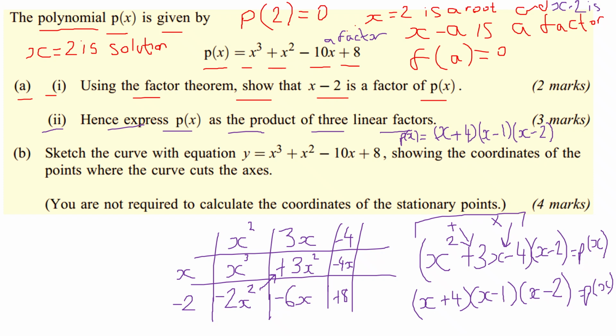Next up, part b. It says sketch the curve with equation y is equal to x cubed plus x squared minus 10x plus 8, showing the coordinates of the points where the curve cuts the axes. In brackets, you are not required to calculate the stationary points, so that makes it easier. So again, it's a rough sketch. It's not going to be perfect. It's a positive x cubed, to be clear.